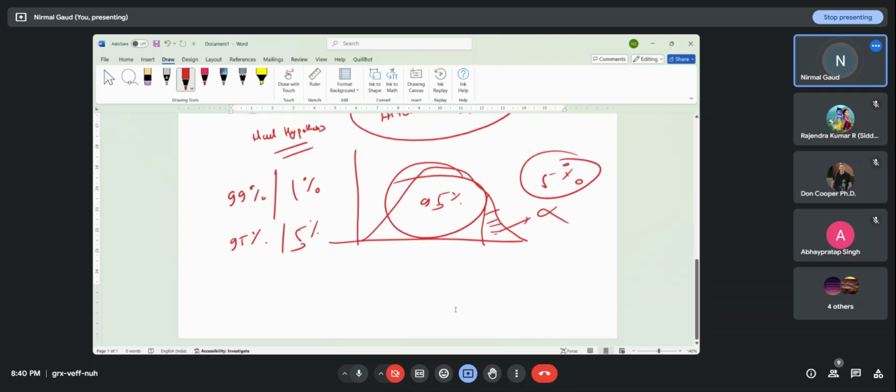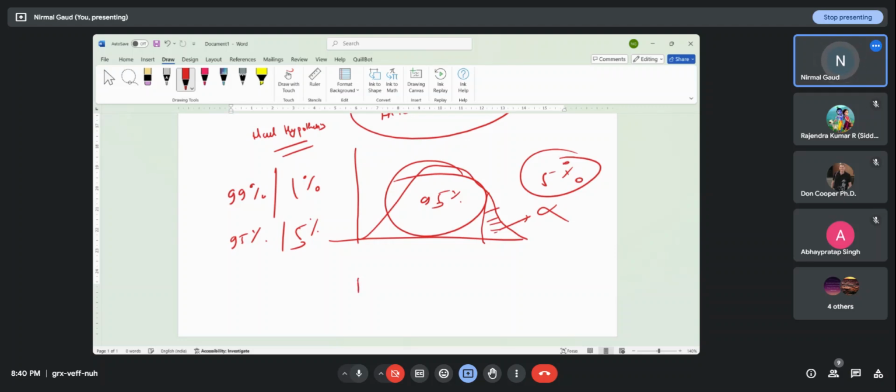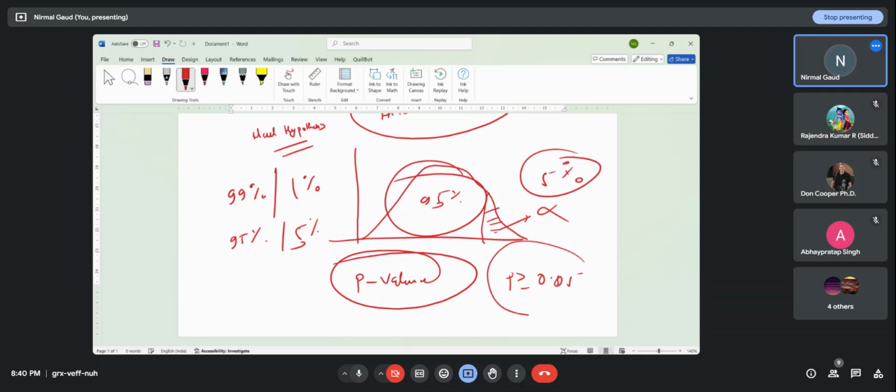And actually there is a p value, probability value, and we check p greater than or equal to 0.05, that is 5%, greater than or equal to 0.05.